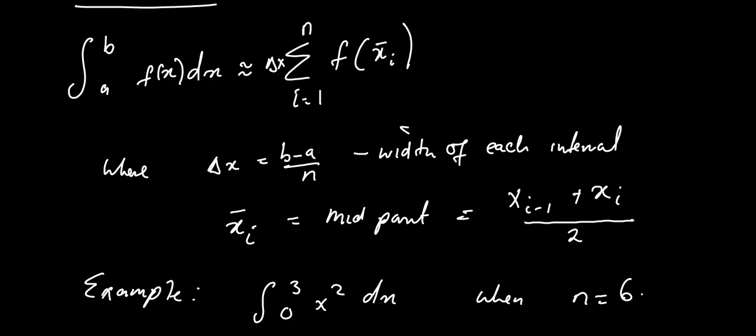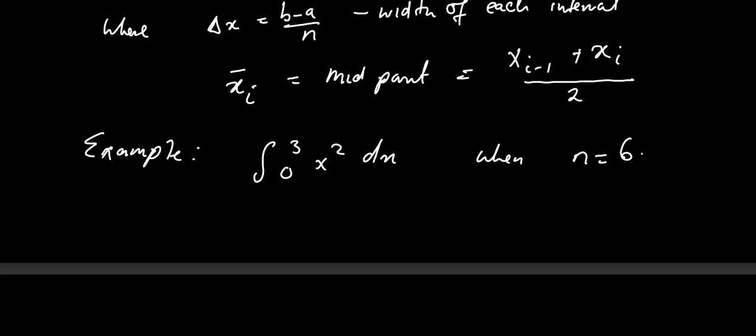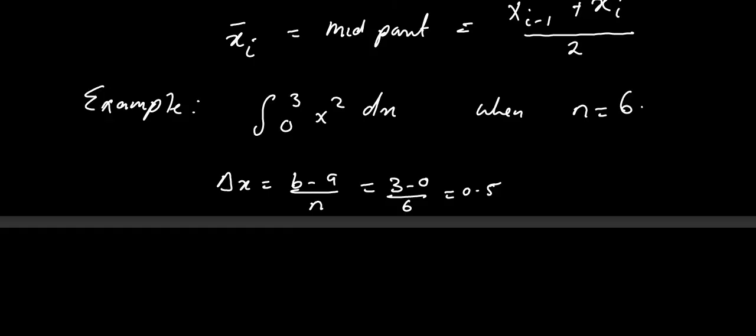If we're looking for n sub-intervals under this curve, we first get our delta x. Delta x is the upper limit minus the lower limit, divided by the number of intervals. So this will be 3 minus 0 over 6, which gives us 0.5. That will be the width of each sub-interval we're going to make. So the sub-intervals are going to be as follows. We're going to get the following readings.